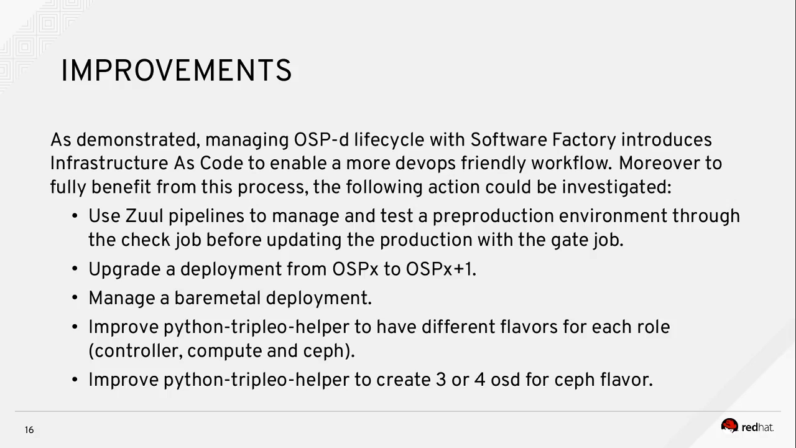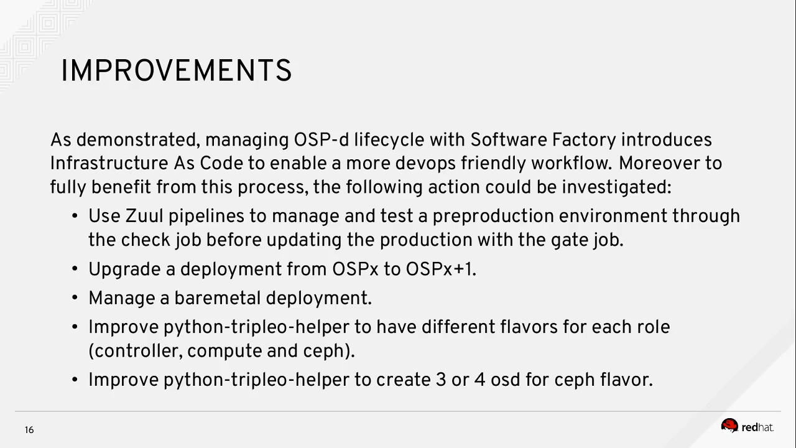As demonstrated, it's very easy to manage the OSPD lifecycle with Software Factory. In the future, we can imagine using the pipeline differently. For example, use the check job to do the update on pre-production and use the gate one to do the same thing on production. Another interesting test could be to do an upgrade from OSP to the next OSP version. Also, managing a bare metal deployment could be really interesting.